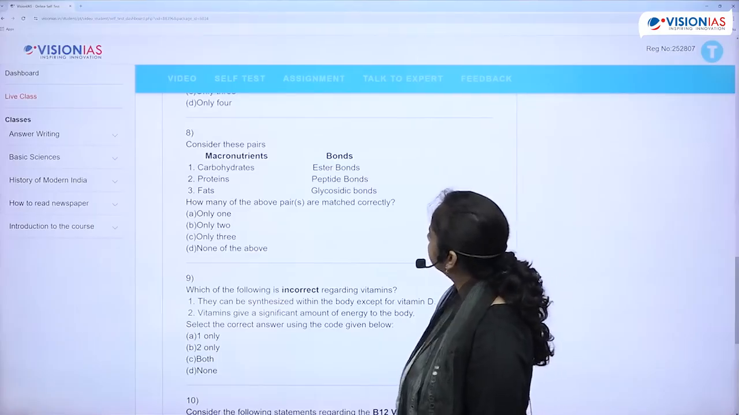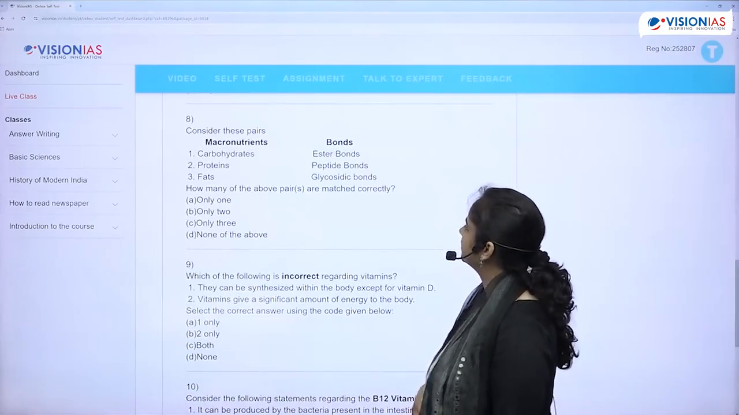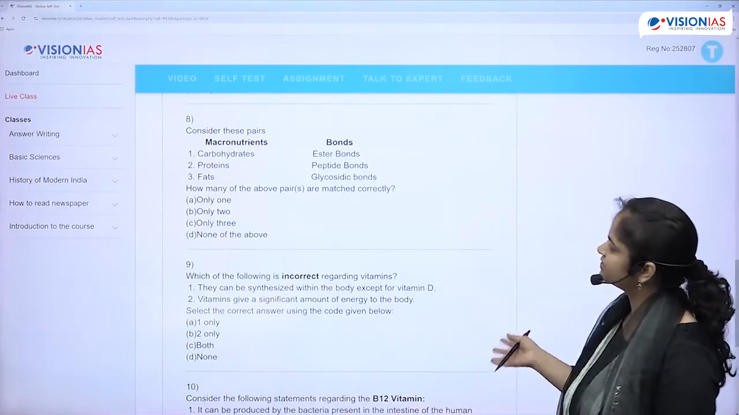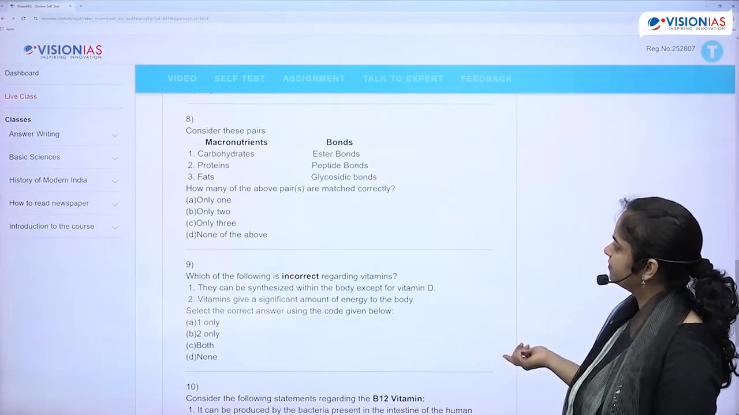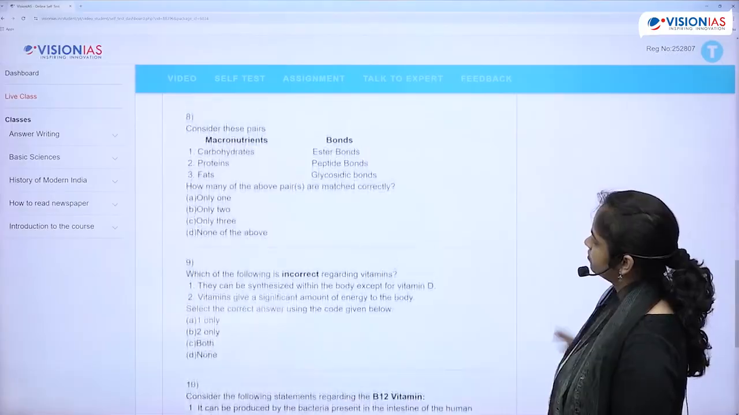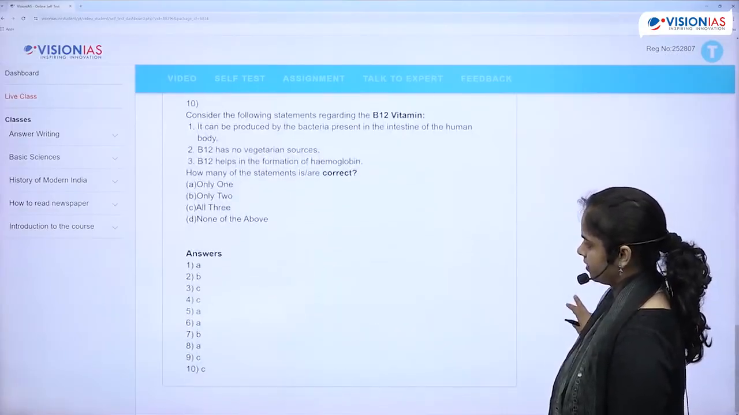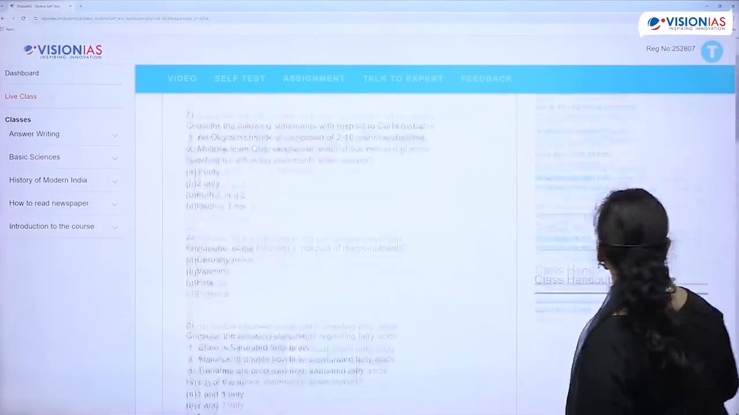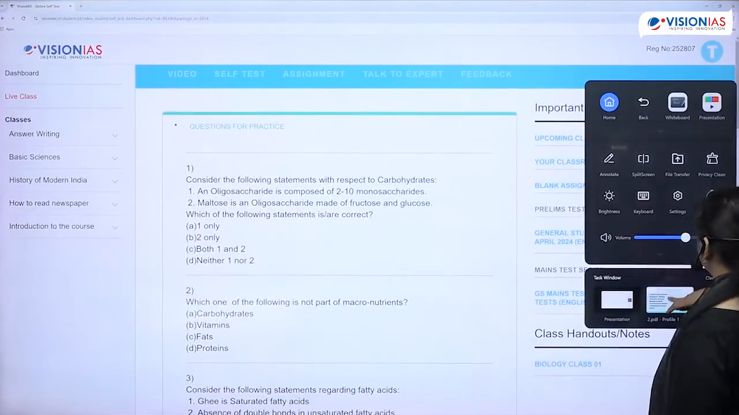Carbohydrates. Acha, how many are correct? All right. Carbohydrate ester bond, no. Proteins peptide bonds is fine. Fats glycosidic is not fine. So answer should be A. Yeah, it's also fine. Now please lecture revise karo yaar.